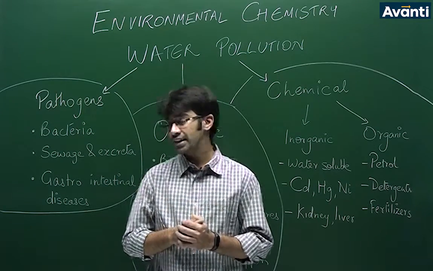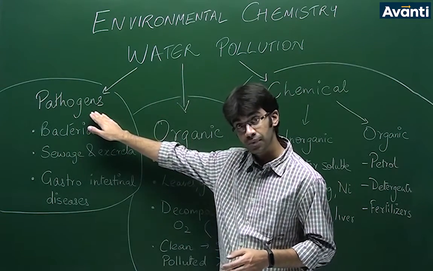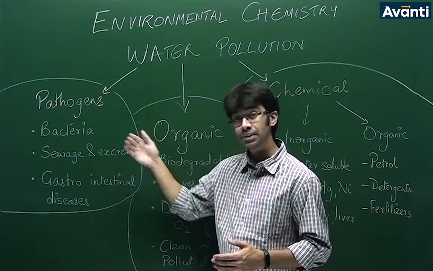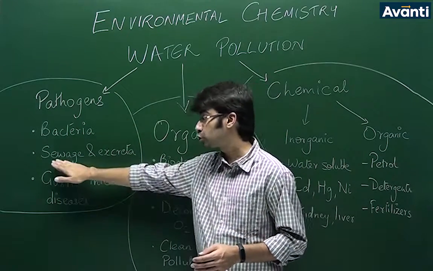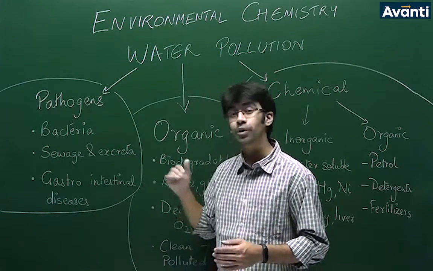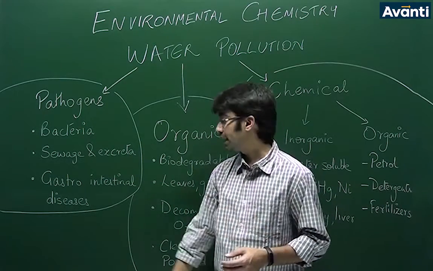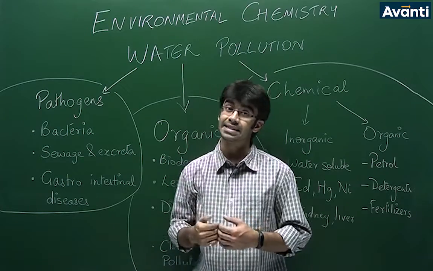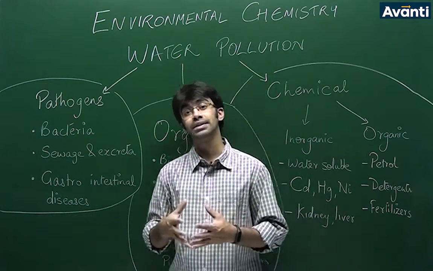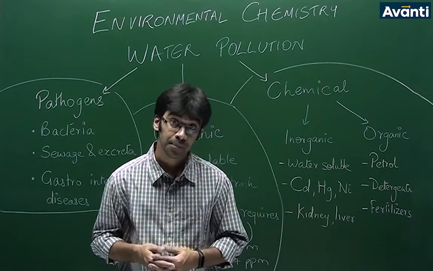The first type of wastes are called pathogens, which are typically bacteria that enter the water either through sewage drainage or through excreta that enters water. These bacteria typically create gastrointestinal diseases in humans if the water that they consume is not filtered.